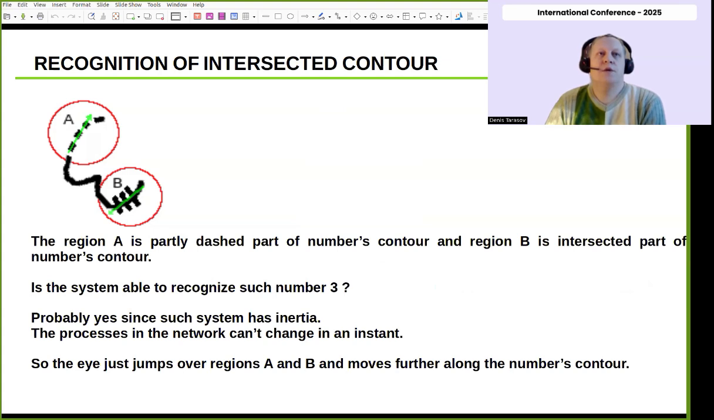The next slide is recognition of an intersected contour. Region A is a partly dashed part of the number's contour, and region B is an intersected part of the number's contour. Is the system able to recognize such a number 3? Probably yes, since such a system has inertia. The process in the network can't change in an instant. So the eye just jumps over regions A and B and moves further along the number's contour.